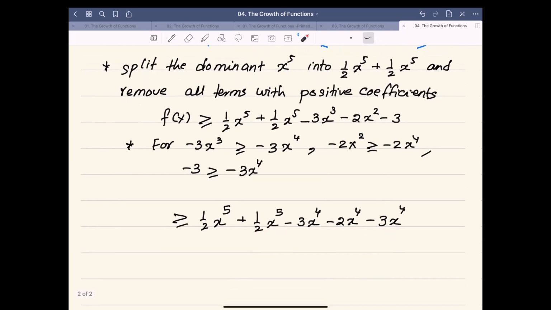Now combine these terms together. So this will be equal to half x raised to power 5 plus half x raised to power 5 minus, add the coefficients, 3 minus 2, so minus 3 minus 2 minus 3, it will be equal to minus 8x raised to power 4.